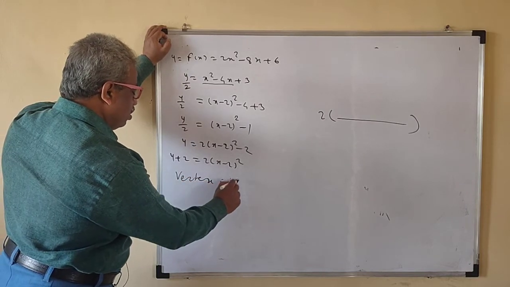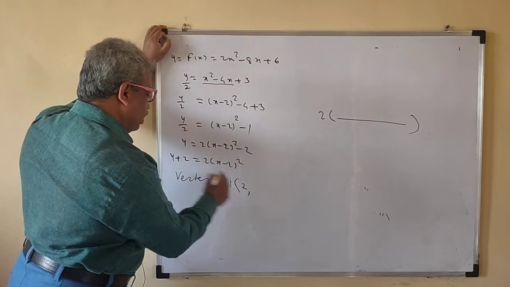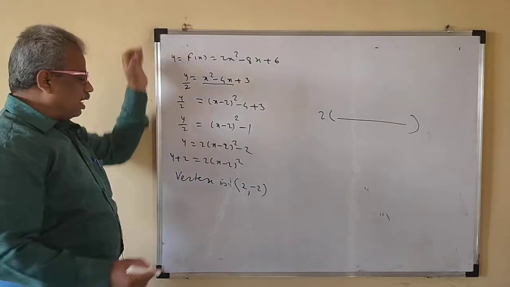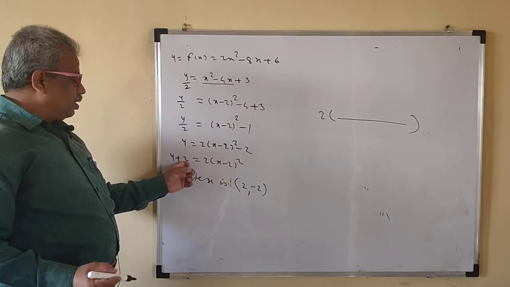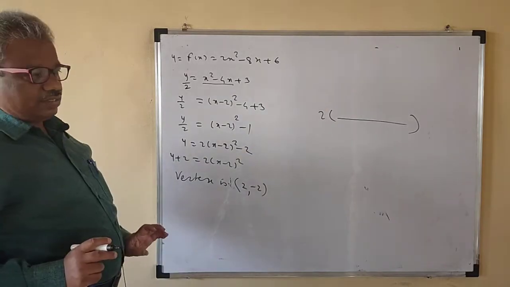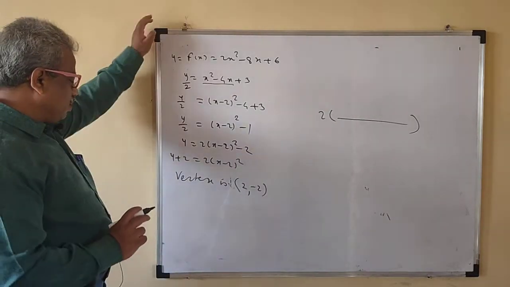The vertex is x is what? 2 and this is what? Minus 2. You have to change the sign now. This is minus, so take plus. If it is plus, then take minus. This is your vertex of the parabola.